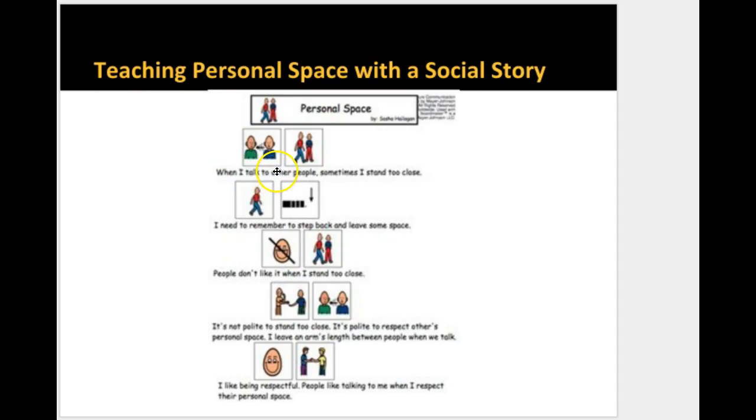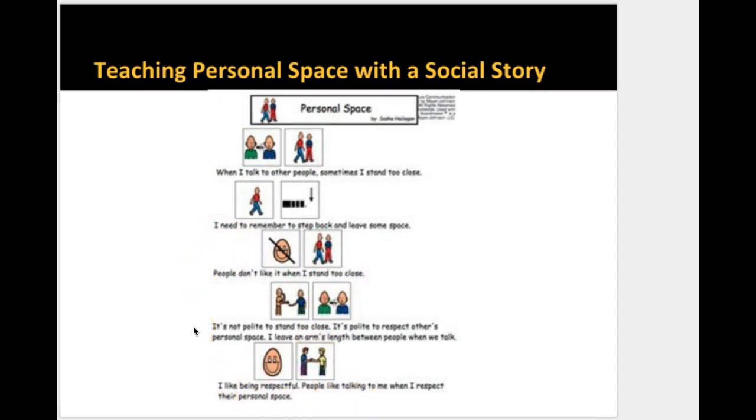When I talk to other people, sometimes I stand too close. We're describing the situation. Here's what we want to have happen. I need to remember to step back and leave some space. Here's the why. Here's the perspective taking. People don't like it when I stand too close. It's not polite to stand too close. It's polite, however, to respect others' personal space. I leave an arm's length between people when we talk. So it's giving them a strategy and a tool, and then the concluding sentence.